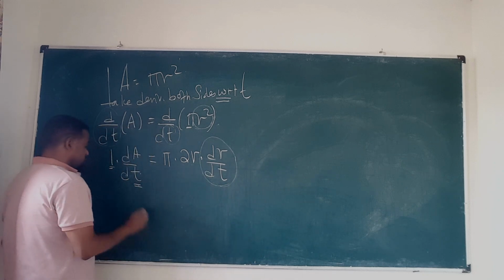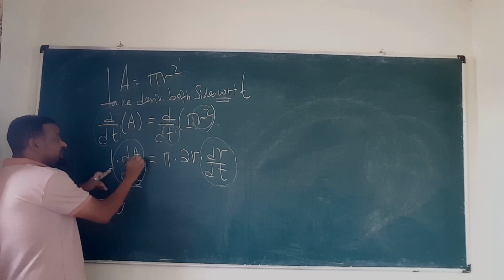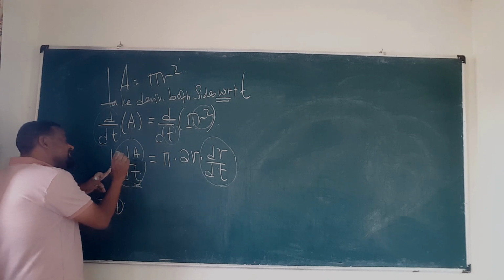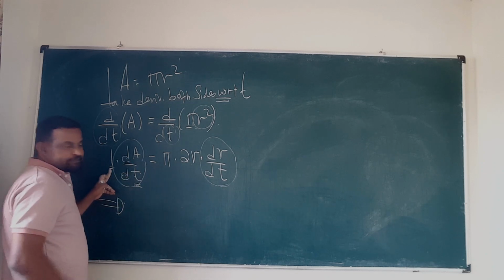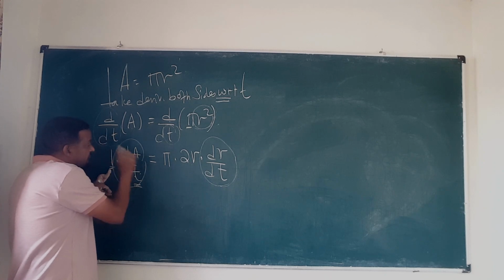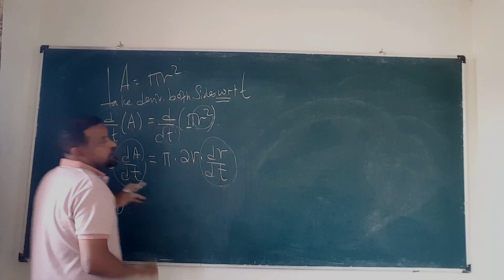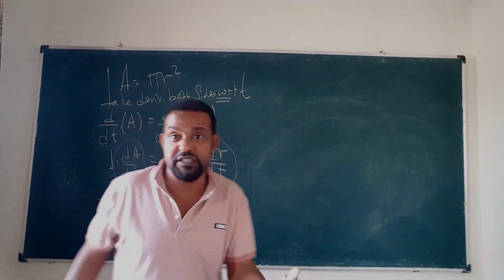So now look, dA by dt is what we are asked for. What does it mean? dA by dt means the rate of change of area with respect to time. dA by dt means the rate of change of the area of the circular metallic plate with respect to time, which is what we wrote earlier as required.